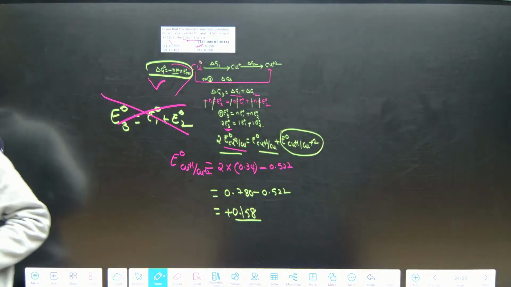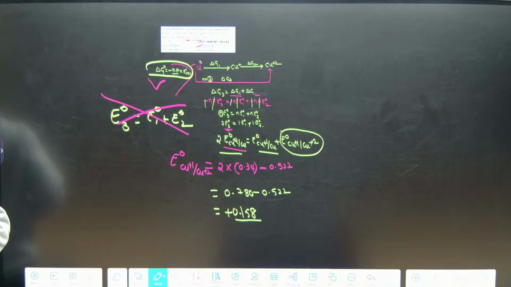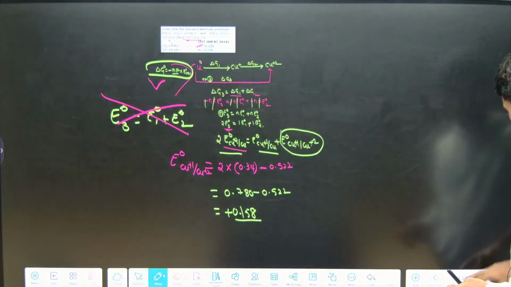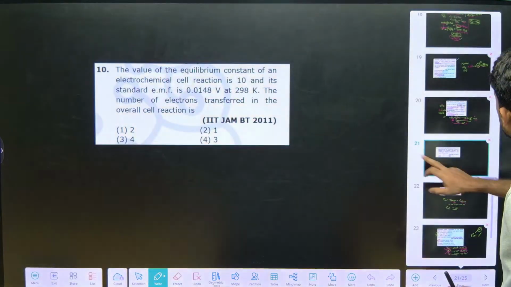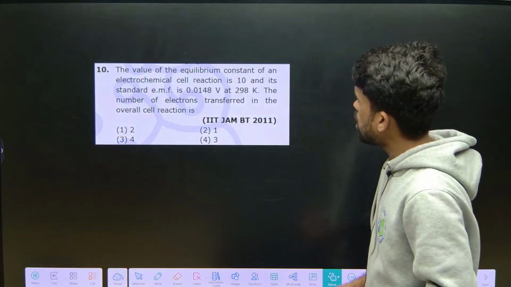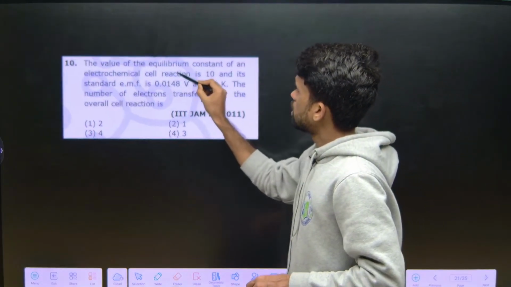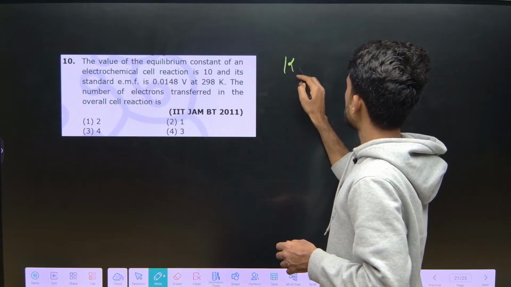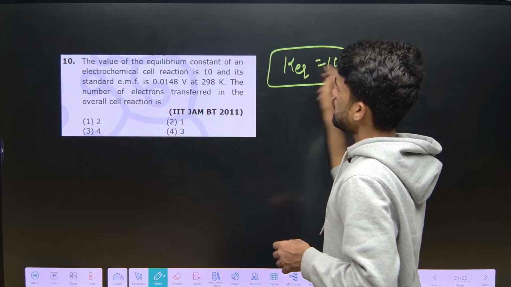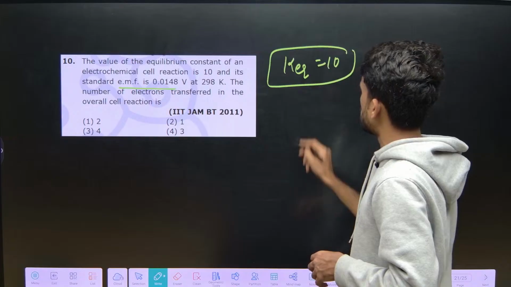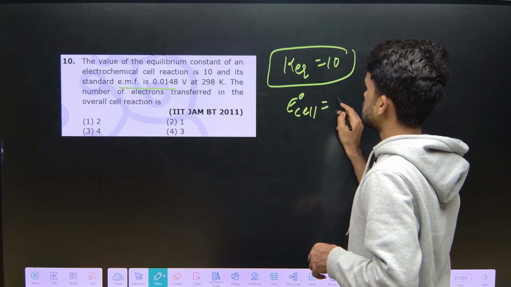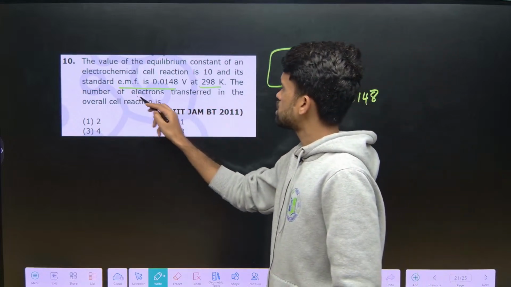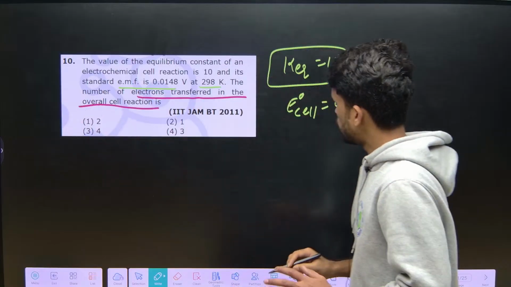Okay, and one more thing here, I just wanted to mention, because there are some questions asked on the Nernst equation also. See, they are asking, the value of the equilibrium constant for an electrochemical cell reaction is 10. So K equilibrium is how much? 10. Okay, and its standard EMF, that is, the cell EMF E naught of cell, is 0.0148, at 298 Kelvin. The number of electrons transferred in the overall cell reaction is asked. Very easy, I will tell you.